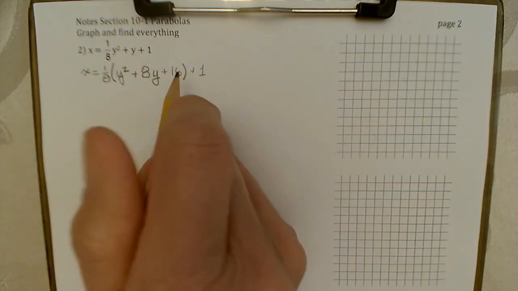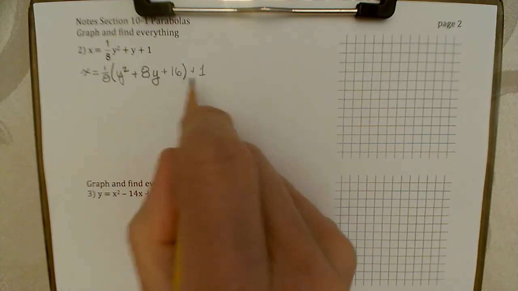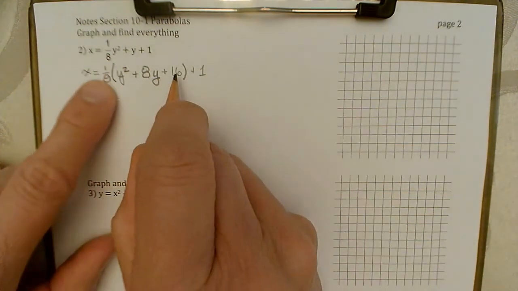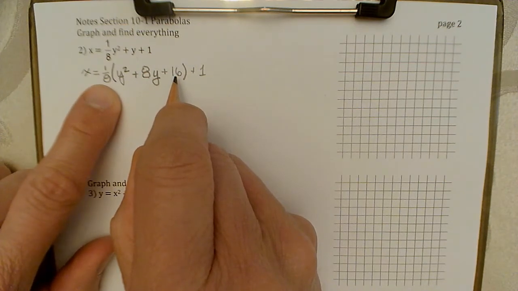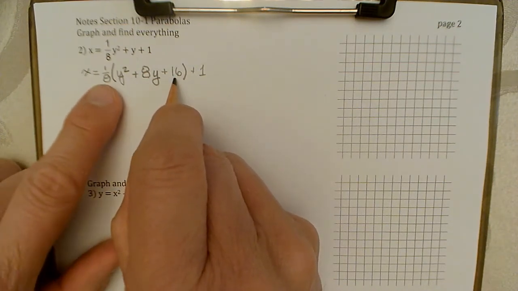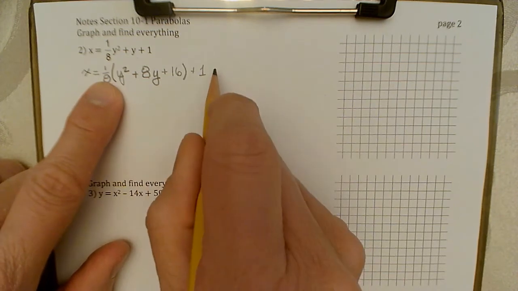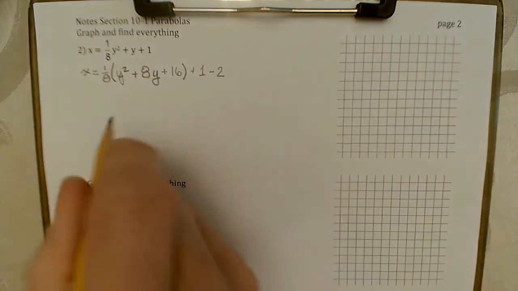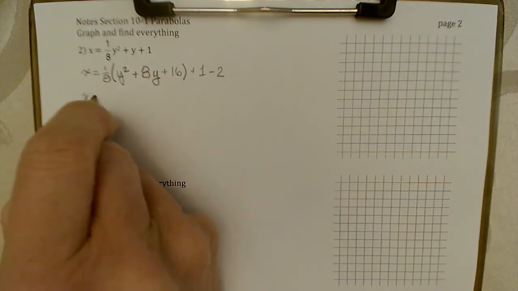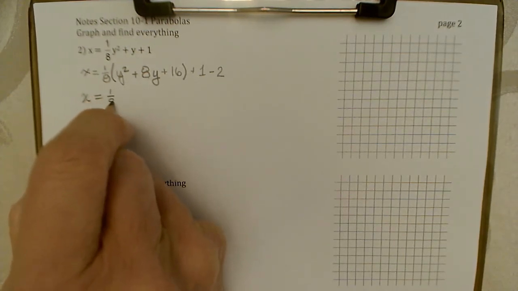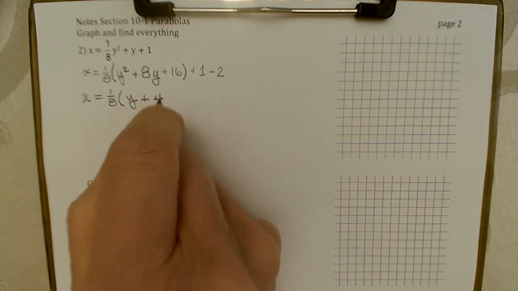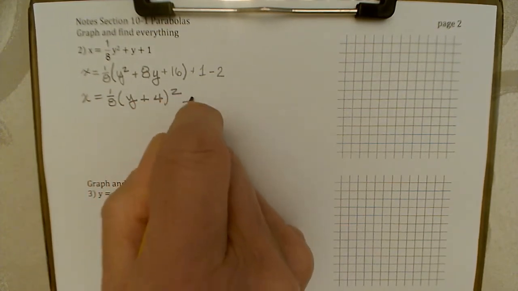I'm doing them on both sides of the equation, so I have to undo this 16. I do not subtract 16 because remember, this 16's true value is 2. So I added a 16 whose true value is 2. I have to subtract 2 out here. Okay? And then we're ready to write it in its vertex form. The a is 1/8, y plus 4, quantity squared minus 1.